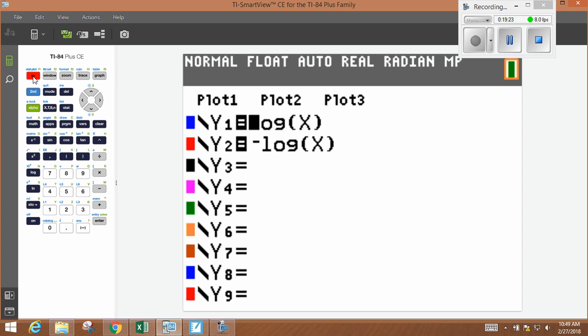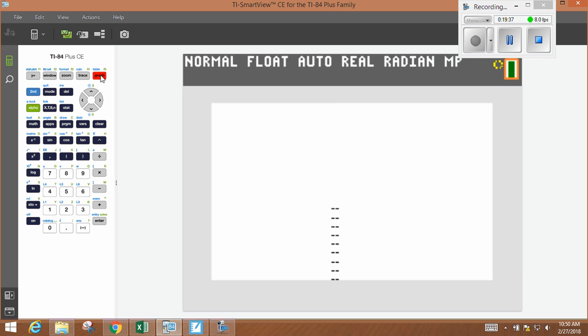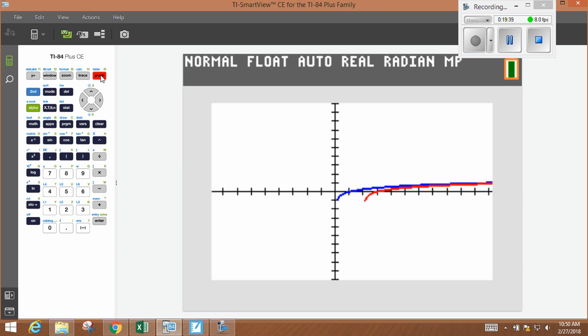The last one we need to check out is what happens when we take log of x, was it plus 2? Minus. It shifted it in the positive direction 2 units.